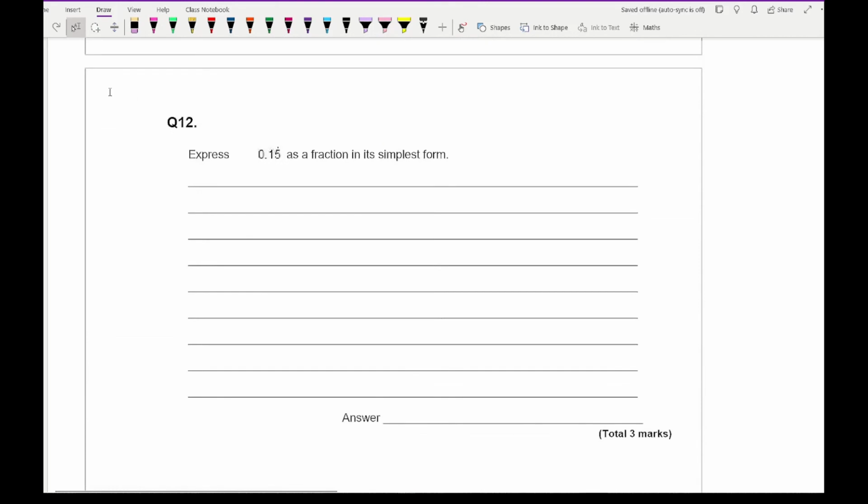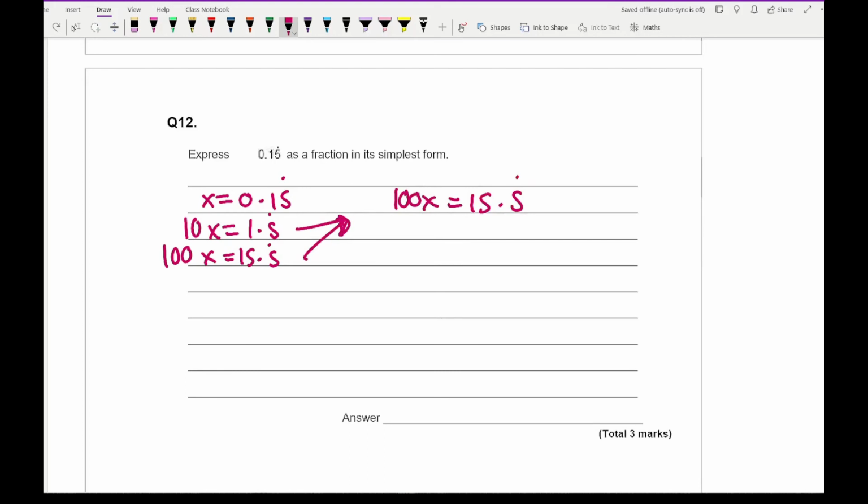Then moving over to question 12, again, very, very similar. So here we've got 0.15 recurring. So I've got x equals 0.15 recurring. Times that by 10, so I get 1.5 recurring. Times that by 100, so I get 15.5 recurring. And then using these two, I get 100x equals 15.5 recurring.